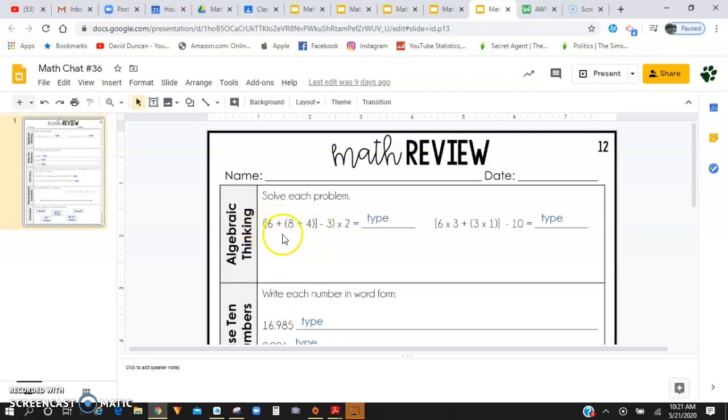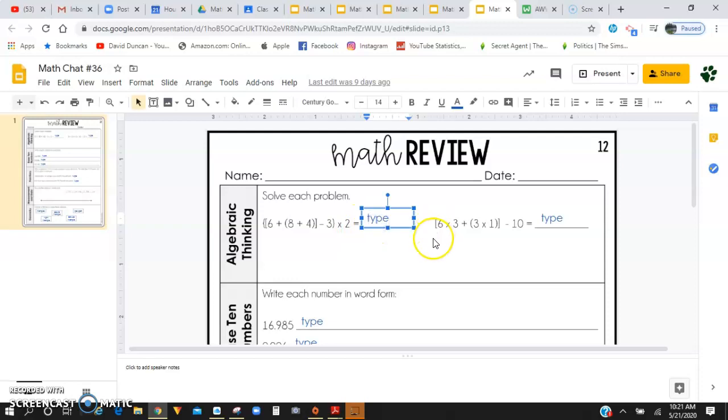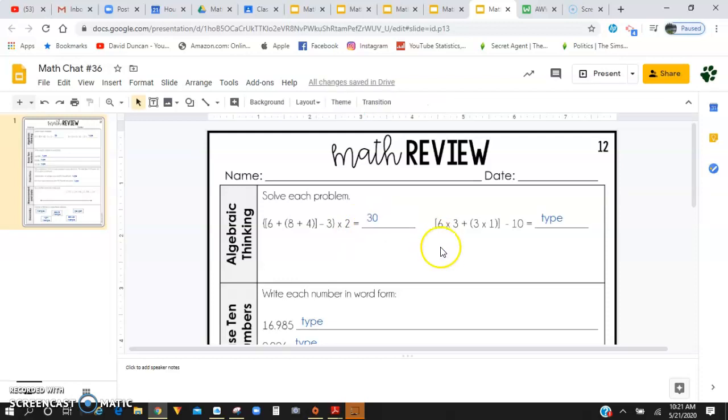So for this one right here, we're going to do the 8 plus 4 first, the innermost grouping. I know 8 plus 4 is 12, okay? Then I'm going to add 6 to 12 to get 18, okay? Now I'm going to go to my outermost grouping. 18 minus 3 is going to give me 15. 15 times 2 is going to get me 30. So my answer for here is going to be 30.